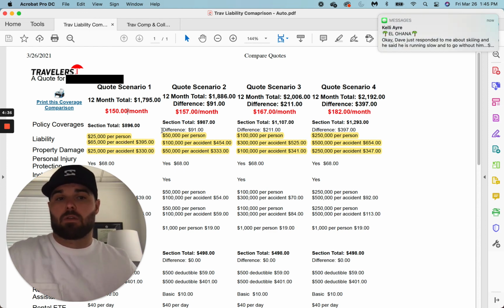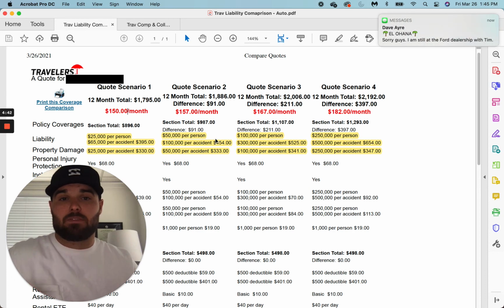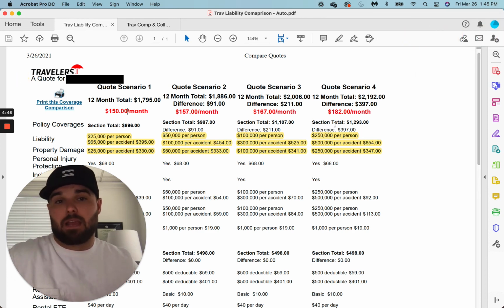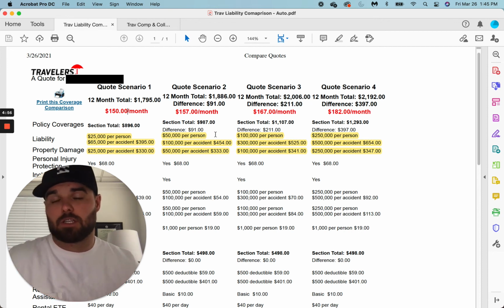A lot of people have the state minimums because it's the cheapest, but I would highly suggest at least 50, 150, or anything higher than that, depending on how many assets you do have. So consult with your insurance agent. These prices may differ. They will differ depending on who you are and your situation.